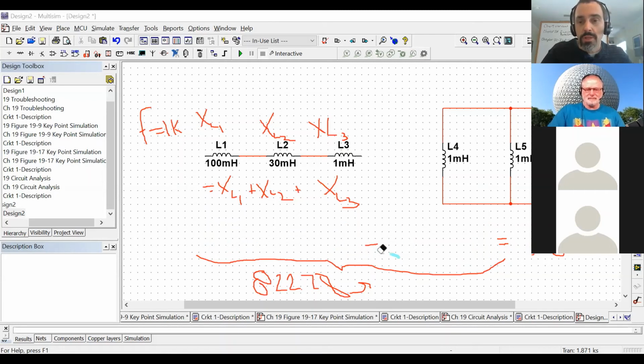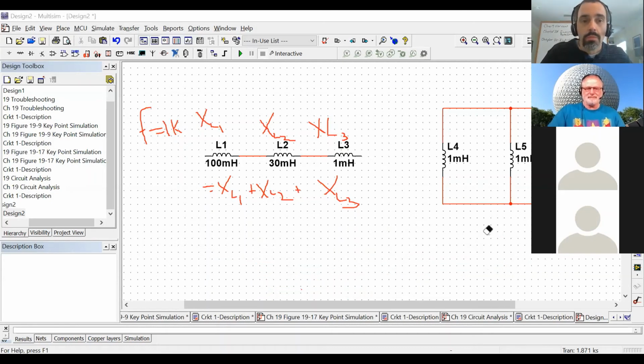Remember our values because I have to clean my board up here, because you'll see what I'm doing in a second. Okay. What do we get for this 1 Henry? I'm going to get rid of this. Boom, delete. Okay, what do we get for 1 Henry again for XBL? What was the value? 6.28.